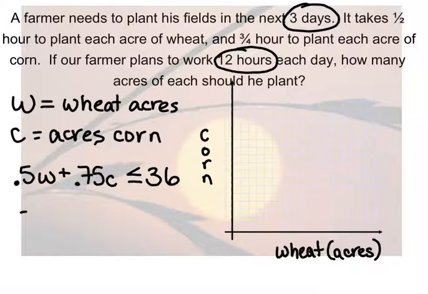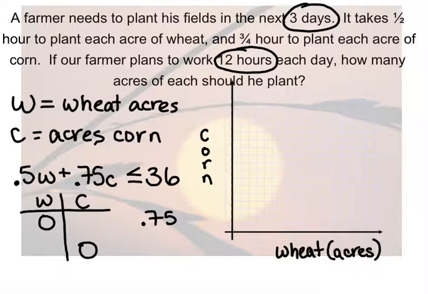So before I can label anything on my graph, I need to figure out what my intercepts are. Wheat, corn. If I let wheat be 0, it's kind of like I have 75 hundredths of corn equals 36. So what I need to do is divide both sides by 0.75. If I take 36 divided by 0.75, I get 48. Now I'm going to repeat the process, but I'm going to let corn be 0, which means I'm going to have half of wheat is equal to 36. If I take 36 divided by a half, or by 0.5, I get 72.